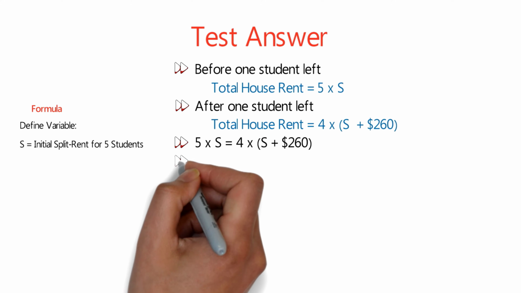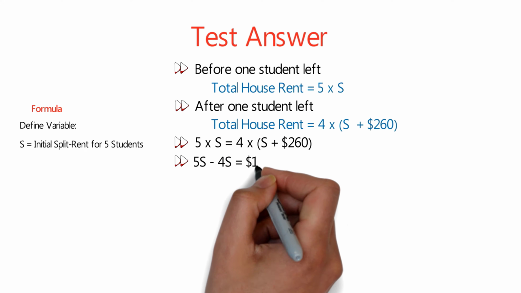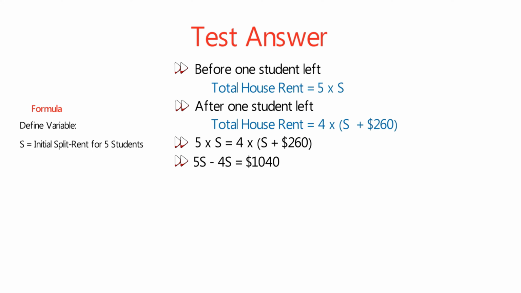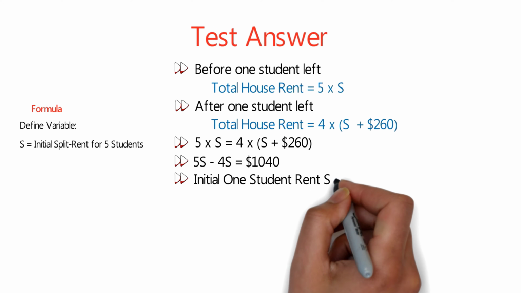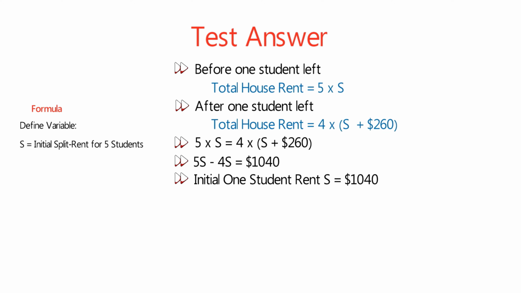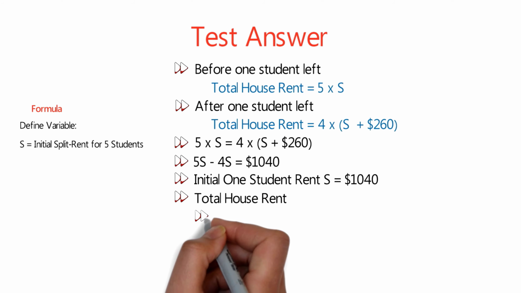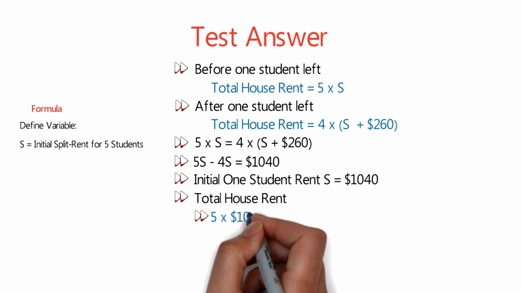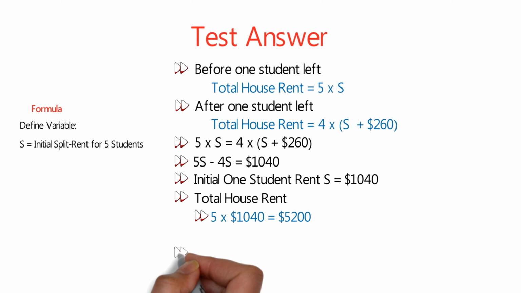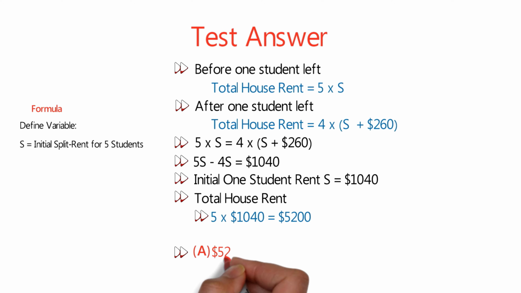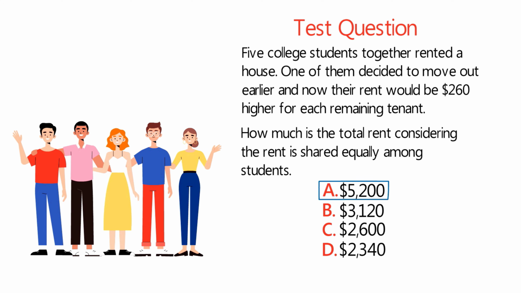Once we simplify it, we'll get to the equation 5S minus 4S equals $1,040, which means that S equals $1,040, which represents initial one student rent. To calculate total house rent, we need to multiply 5 by $1,040 and the result will be $5,200. So the answer is choice A, $5,200.